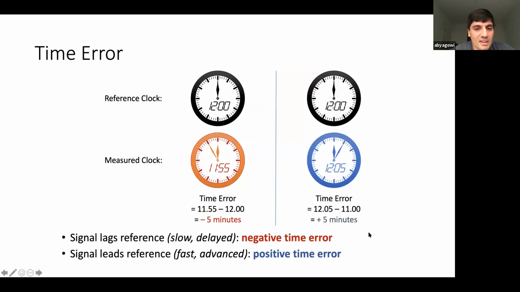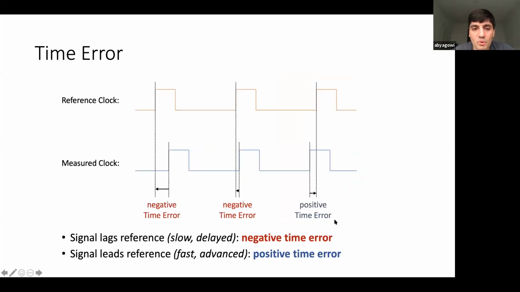A little bit into the foundation of time, like time error. Time error is basically, if this is your reference clock and you have these two instances, you have 5 minutes positive or 5 minutes negative. There is one important thing here with adjusting the clocks: it's pretty much a no-no.